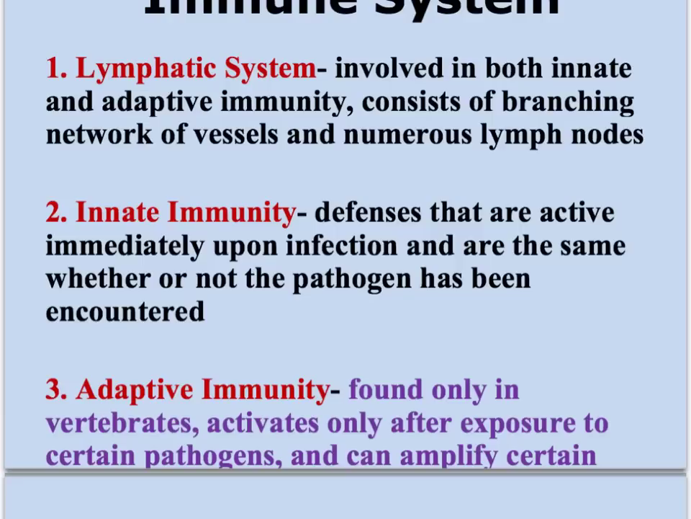Okay, so adaptive immunity, this is only found in vertebrates. So it's only found in vertebrate animals. So invertebrates, like the insects that we talked about earlier, do not have adaptive immunity. So adaptive immunity activates only after exposure to certain pathogens, and it can amplify certain innate responses.